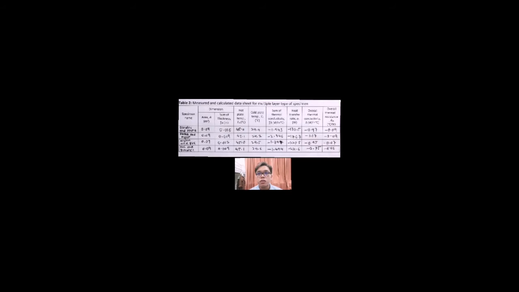And then we go for the next specimen, nylon and PVC. The value of hot plate is 45.0, cold plate 29.5. Sum thermal conductivity is negative 1.897. Heat transfer is 222.5. Overall thermal conductivity is negative 0.95. Overall thermal resistance is negative 0.07.